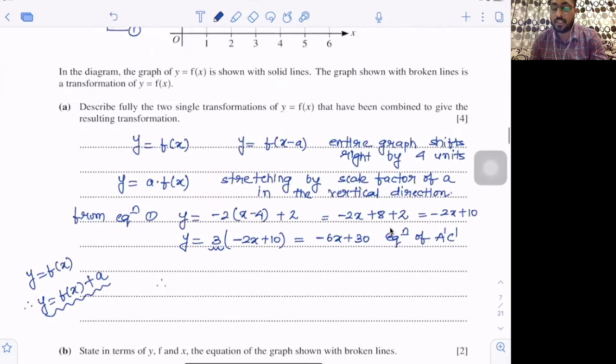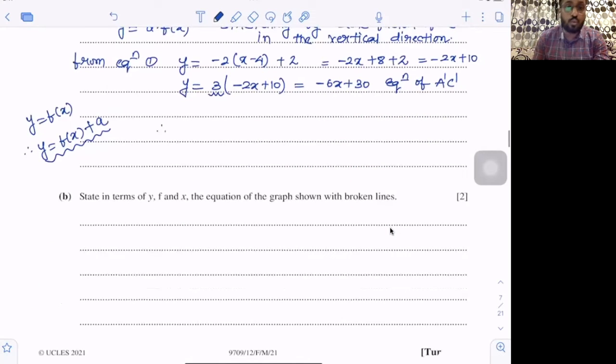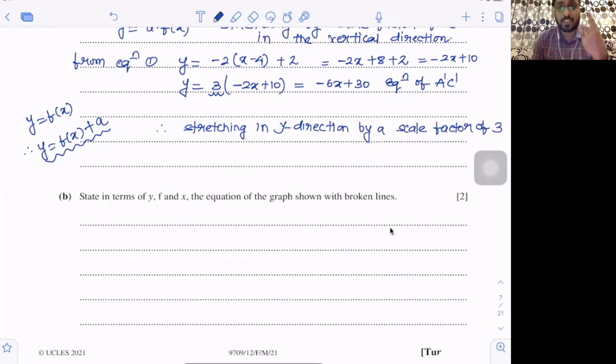See, the question says that by 2 single transformations, the curve y equal to f of x, which is made by solid lines, will transform into the curve shown by the broken lines. So I can say the transformation is what? There is a stretching by a scale factor of 3 in the vertical direction, right? y equal to 3 times f of x. So stretching in y direction by a scale factor of 3. That's one transformation.